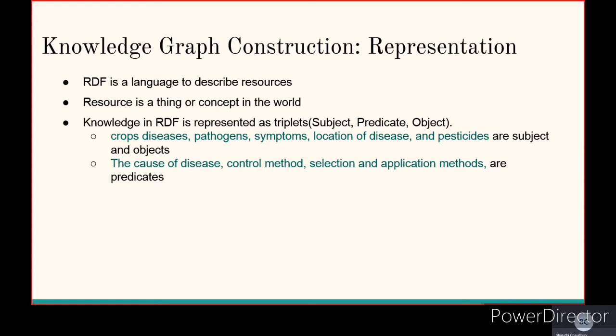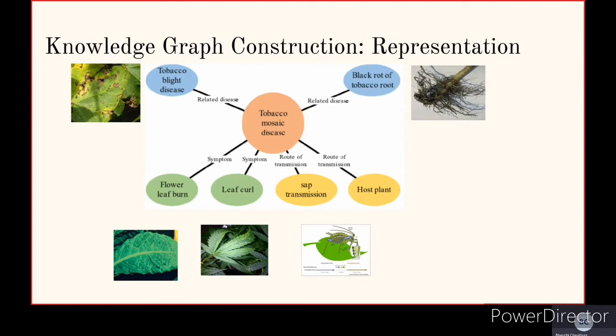Knowledge in RDF is represented as triplets of subject, predicate, and object. Crop diseases, pathogens, symptoms, location of disease, and pesticides are subjects and objects. The cause of disease, control methods, selection, and application methods are predicates. Let us see one example of knowledge graph representation in tobacco mosaic disease.